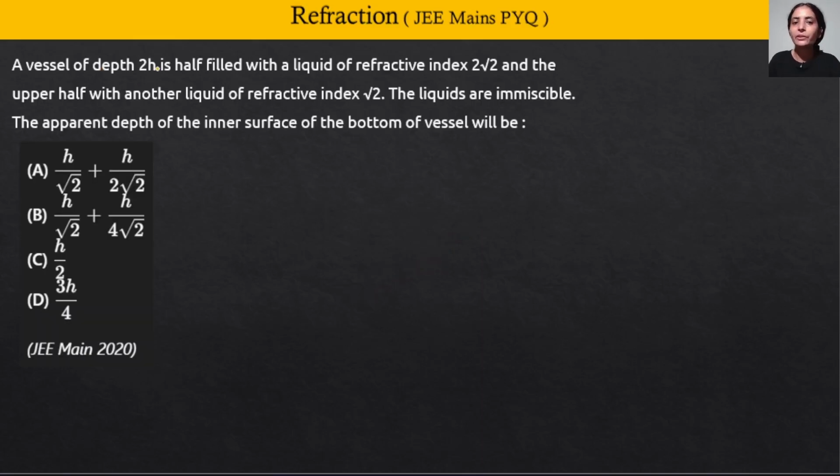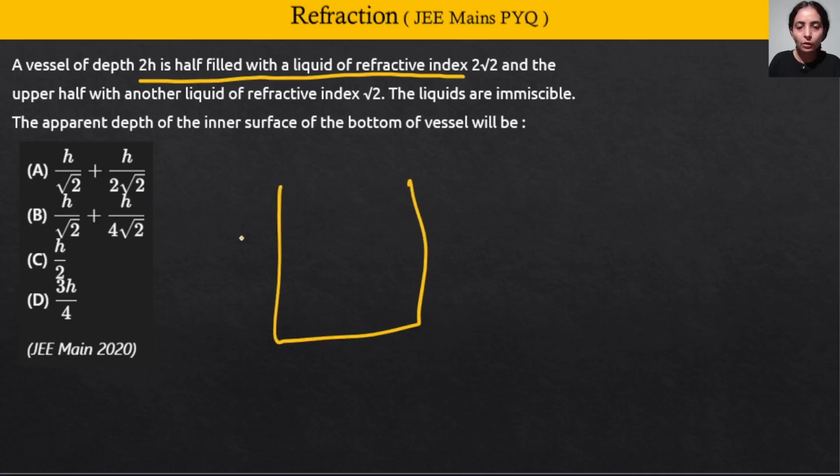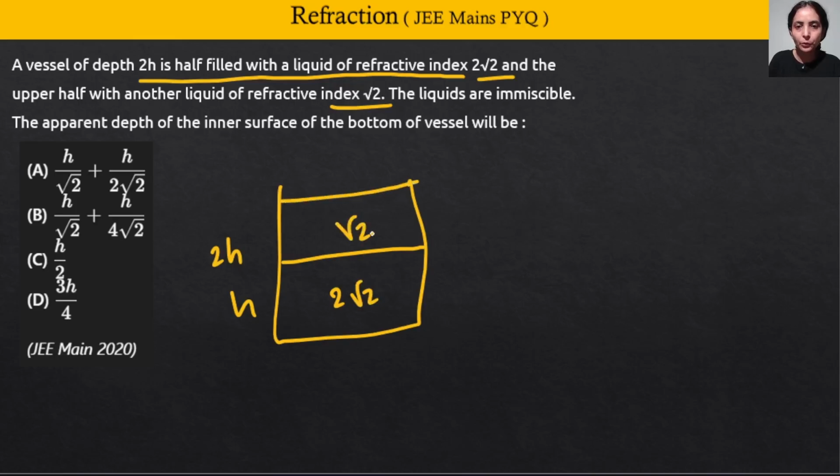So what is this question? A vessel of depth 2h is filled with a liquid of refractive index 2 root 2. So there is a vessel of depth 2h, and it is filled with a liquid of refractive index this, and the upper half with another liquid of refractive index root 2. So the bottom half, that is h, is filled with 2 root 2, and the upper half is filled with root 2. The liquids are immiscible, that is there will be a clear boundary between these two liquids. Okay, the apparent depth of the inner surface of the bottom of the vessel will be. So to find apparent depth, what you have to do? Simply you have to put in the formula, get the answer, because we have done one such question earlier, right?